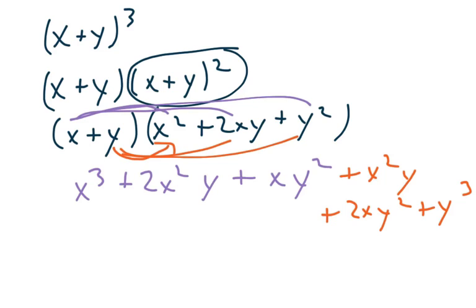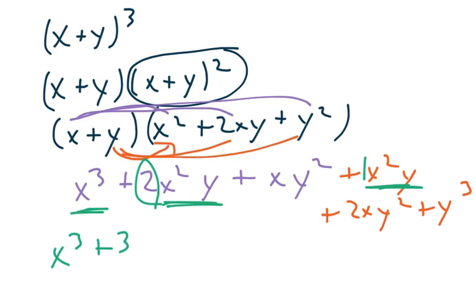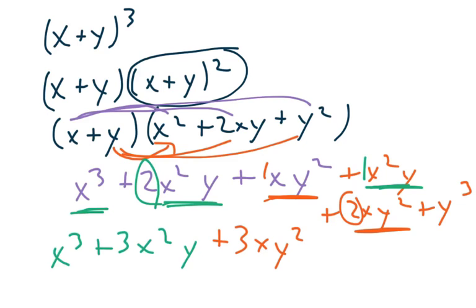But we have some like terms here, right? First of all, we have x cubed. That's by itself, but we have an x squared y here and another x squared y there. So 2 plus 1 is a 3x squared y. Likewise, we have an xy squared here, another 2xy squared there. 2 plus 1 is 3xy squared. And finally, at the end, we have a y cubed.